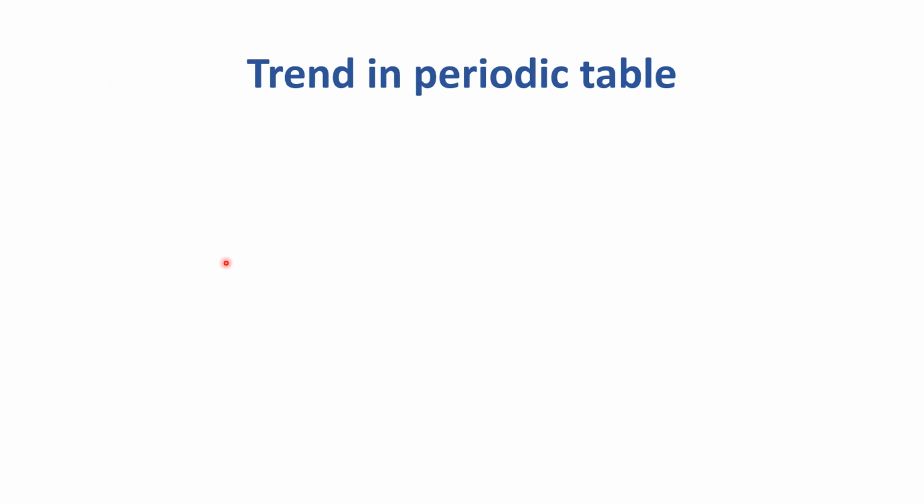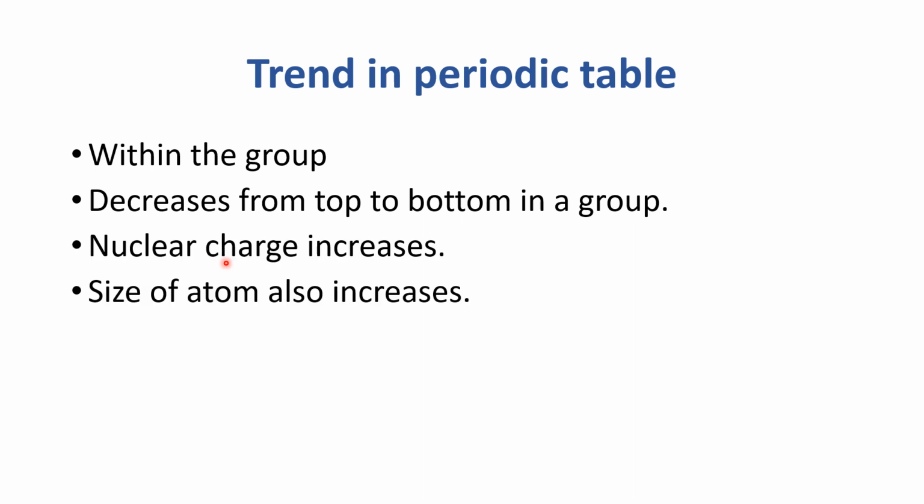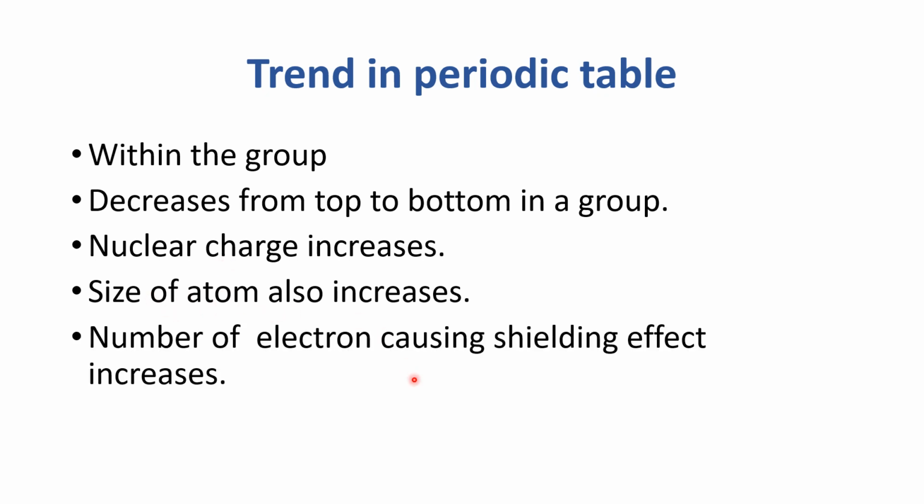If we talk about its trend in periodic table, it decreases from top to bottom in a group. Why? क्योंकि nuclear charge increase हो जाता है, but उसके comparatively size of atom ज़्यादा increase होता है. Number of electrons causing shielding effect भी increase हो जाता है, जिसकी वजह से ionization energy कम हो जाती है. Nuclear force कम हो जाती है, जिसकी वजह से electron easily जो है वो remove हो जाता है.